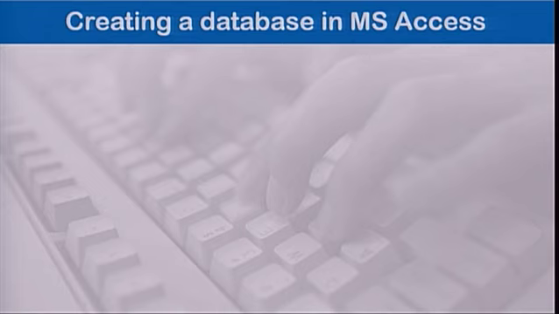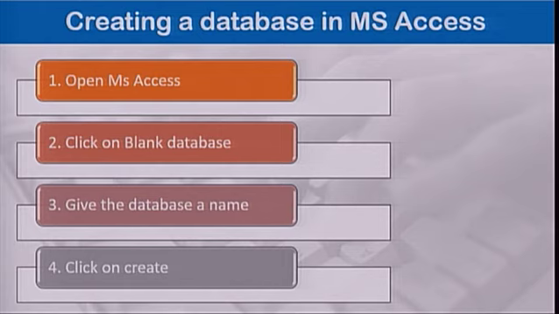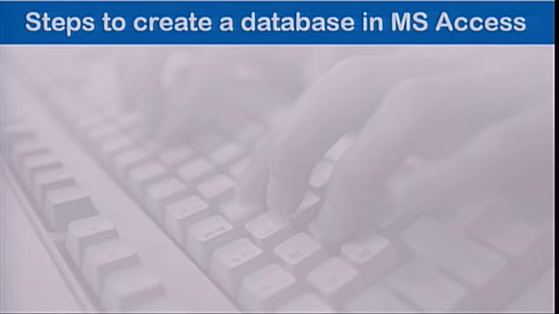Let's start with creating a database in Microsoft Access. There are 4 steps in creating a database in Microsoft Access, and they are as follows. Open Microsoft Access, click on blank database, give the database a name, and finally click on create. Let's see each step individually.